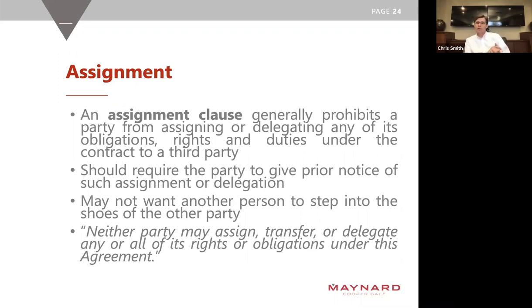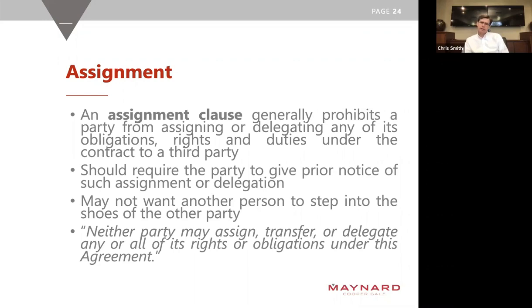I don't want them to have the ability to just go out and be able to do that. And so most contracts will have some type of an assignment restriction. It'll either be an outright restriction or will require the prior written consent of the other party. Very common. And you see an example there at the bottom. Neither party may assign, transfer, or delegate any or all of its rights or obligations under this agreement.